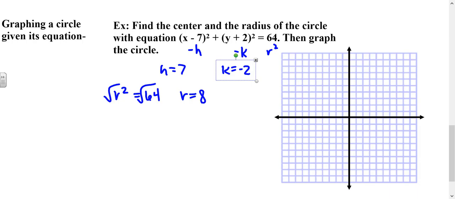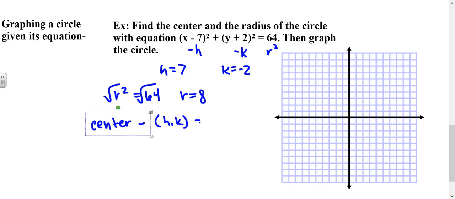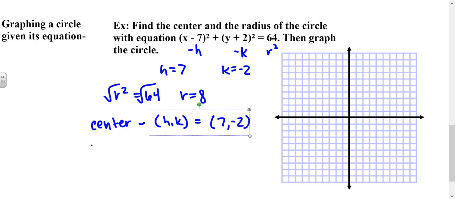So now I have my center, which is h, k, which is 7, negative 2, and my radius is 8. So if I graph that, my center is 7, negative 2. 1, 2, 3, 4, 5, 6, 7, negative 2. And then I would have to go 8 spaces in each direction. Now mine is going to go off of this graph because I didn't make it big enough.